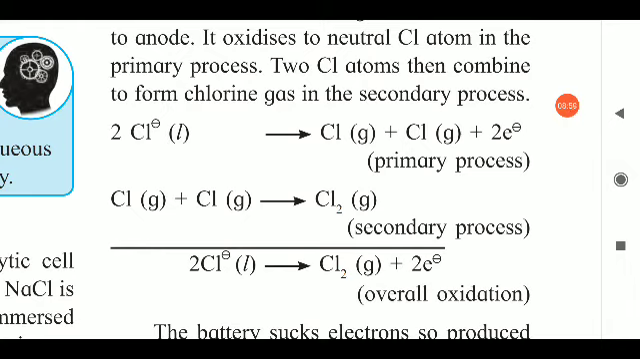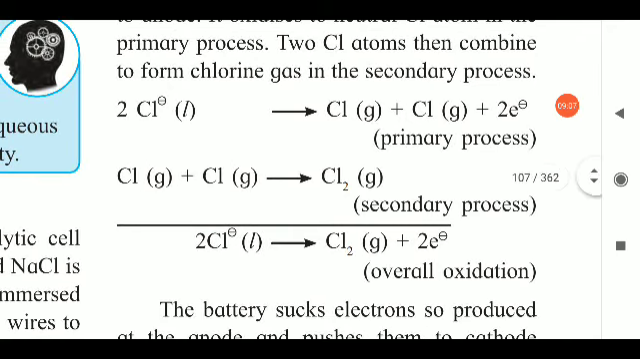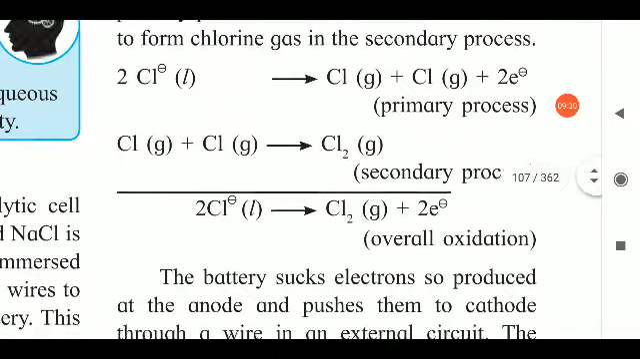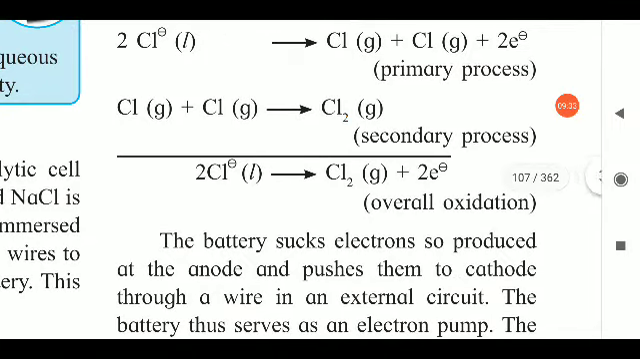Now if you look at the overall reaction of both these processes, that is primary and secondary processes, students, you will get the overall oxidation reaction. Here, the terms that are going to be cancelled are the chlorine present in the primary process at the right hand side, and the chlorine gas present at the left hand side of the secondary process. And the remaining terms are what you get in the overall reaction.